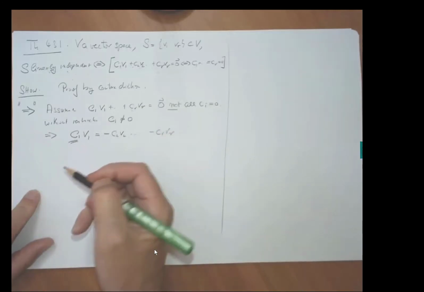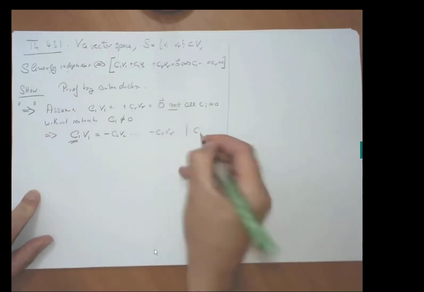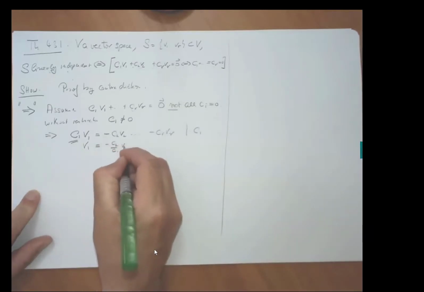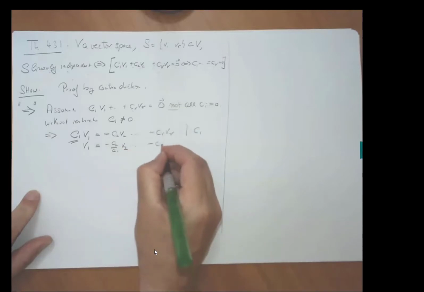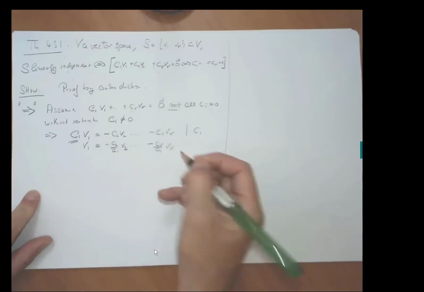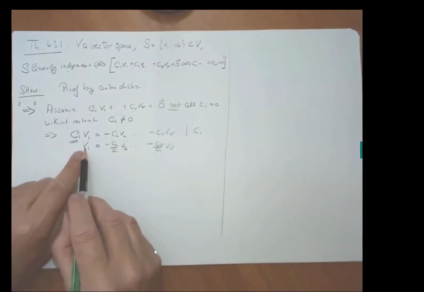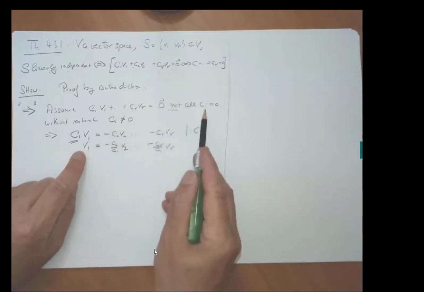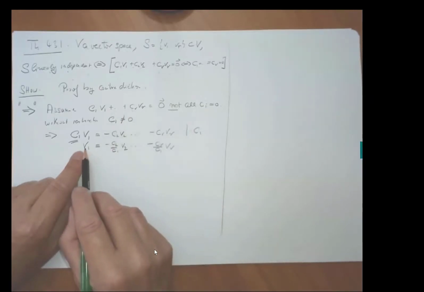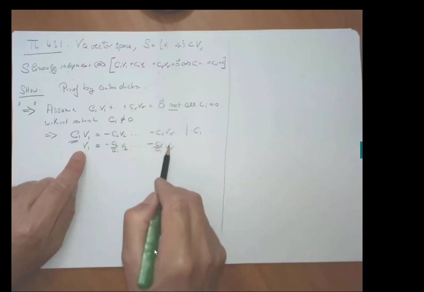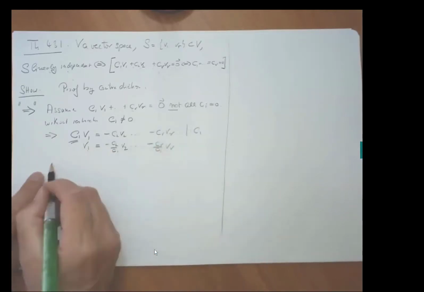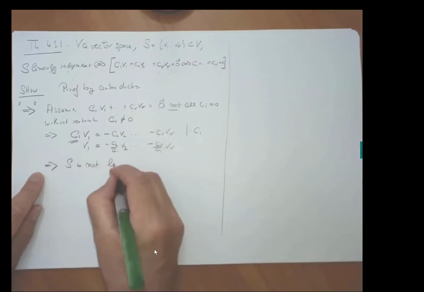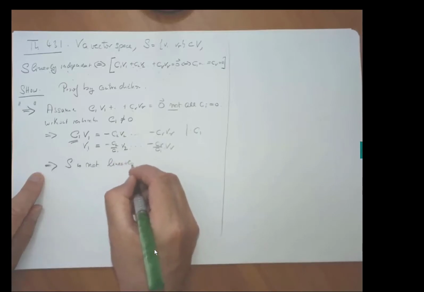Now I know this guy is not equal to 0, so I can divide the equation by C1, and I get minus C2 divided by C1 V2 up to minus CR divided by C1 VR. And now we see vector V1, because we assume this, otherwise it may be this arbitrary vector, the one which is non-zero, V1 is a linear combination of the other vectors, and that means S is not linearly independent.